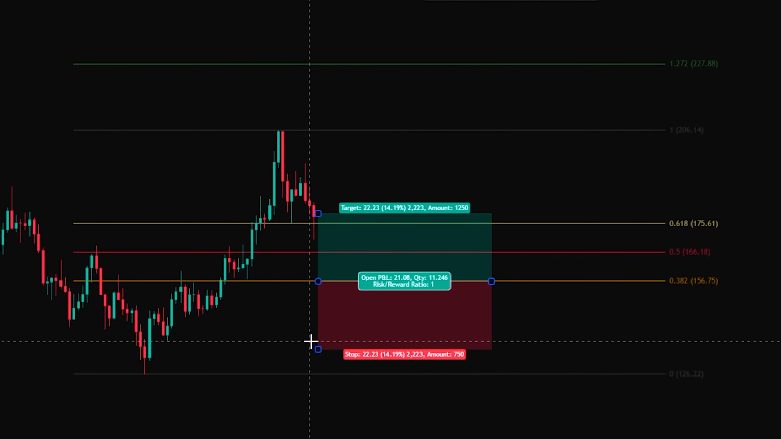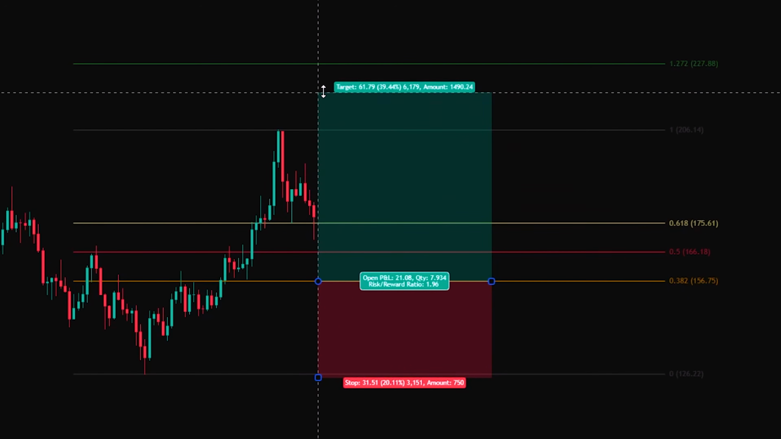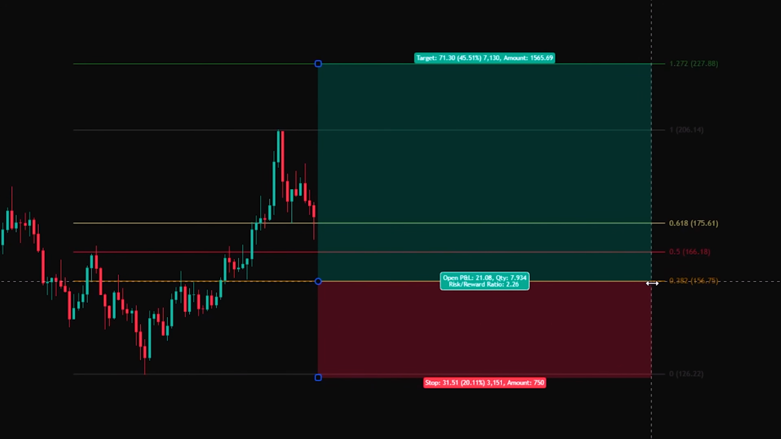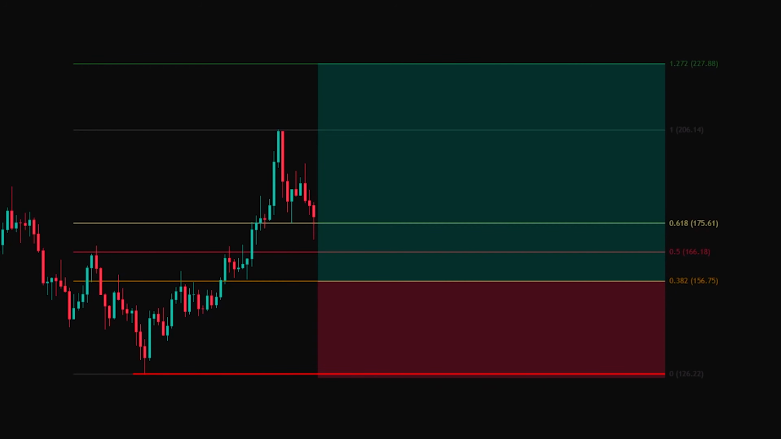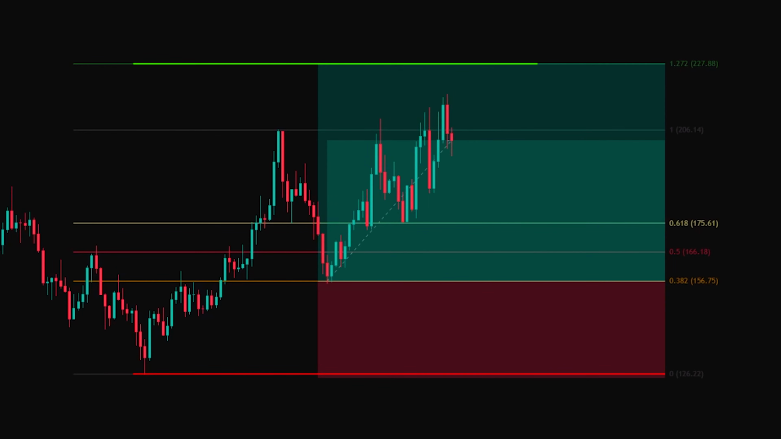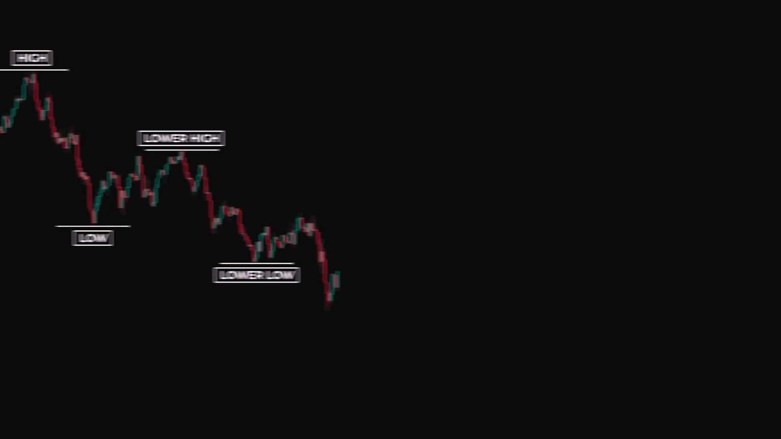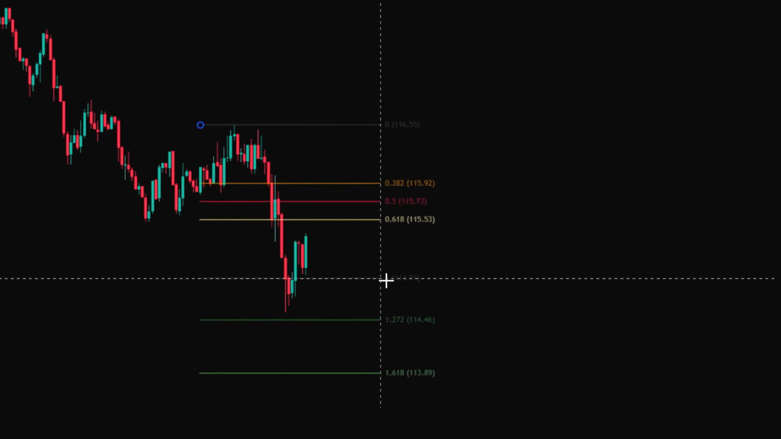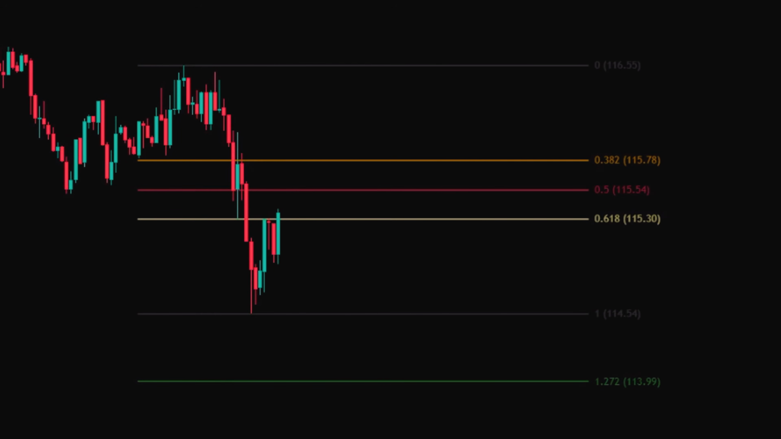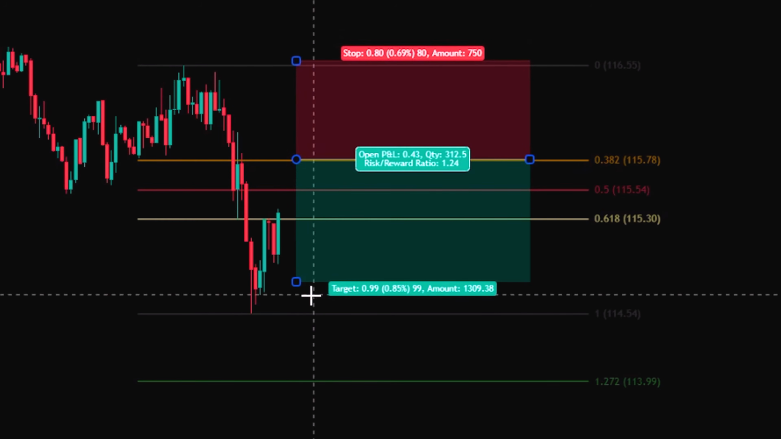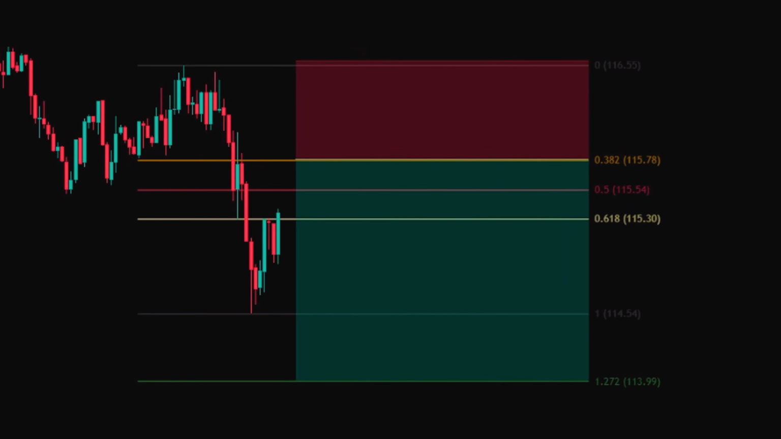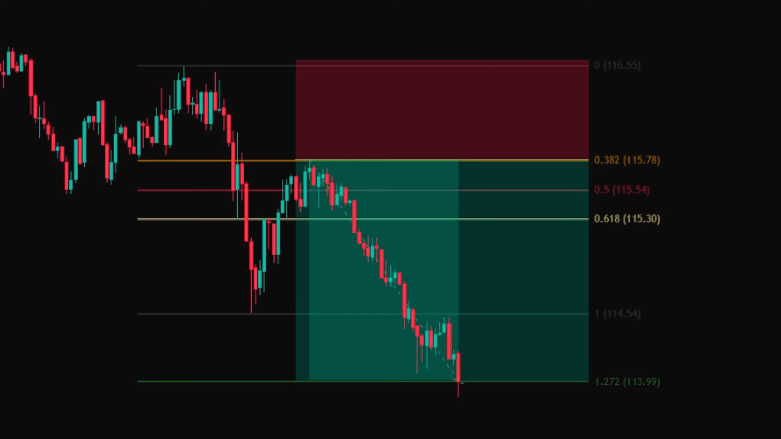In this example, price retraced to the 0.382 level. Since the trend is up, we go long right here. Stop loss just below the zero line, the start of our impulse move, and our take profit at the 1.272 extension. That gives us a clean 2-hour trade. Now let's flip it. In a downtrend, draw the fib from the start of the impulse move down to the end of it. When price retraces to 0.382, we enter a short, stop above the zero line, and target the 1.272 level. Again, perfect entry, perfect exit.